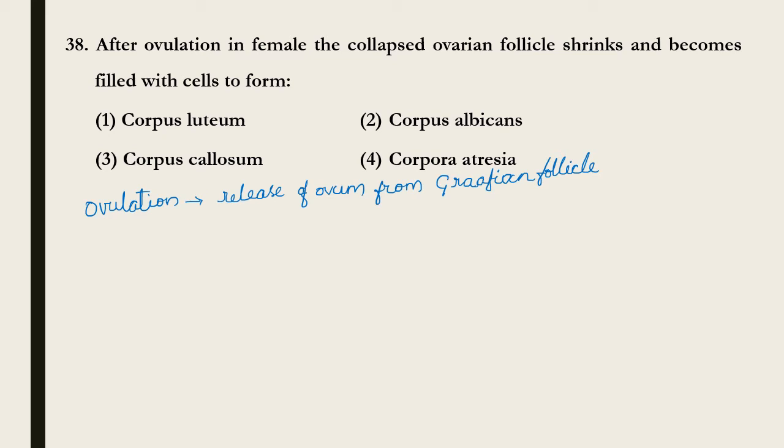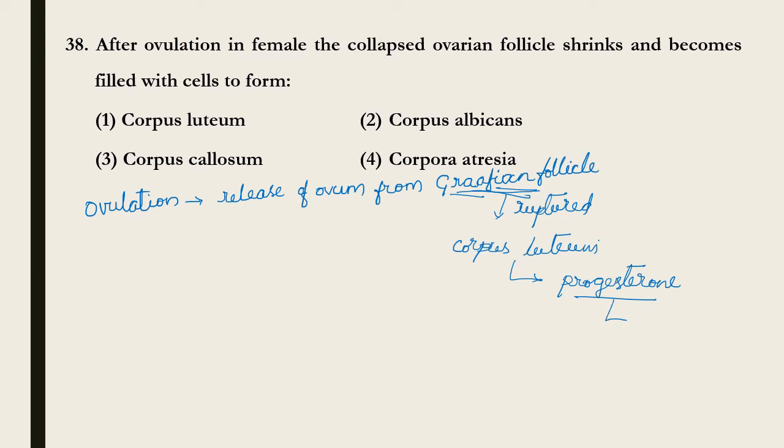So now after releasing ovum from the Graafian follicle, this Graafian follicle is ruptured. That ruptured Graafian follicle shrinks and forms the corpus luteum, and this corpus luteum produces the progesterone hormone. It is helpful for maintenance of the pregnancy.